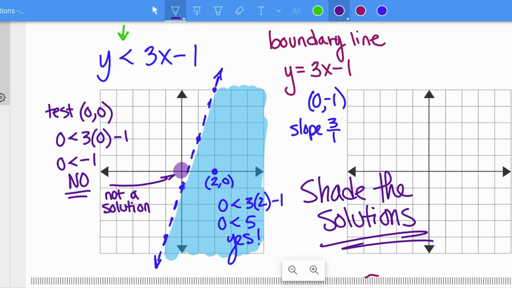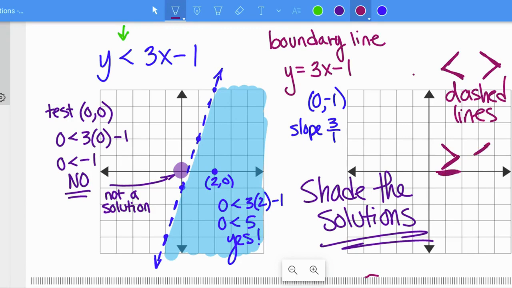And if it happened to be an equal sign instead of a less than symbol, right? If it was less than or equal to, you would make a solid line. So let's just make a note over here, right? If we have less than, or greater than, those are your dashed lines. And if the symbol was greater than or equal to, or less than or equal to, right, had the little equal sign underneath, you want a solid line. And that's how we graph linear inequalities.